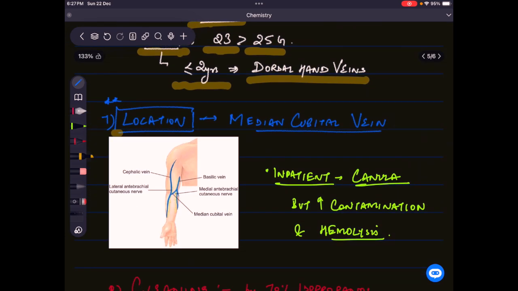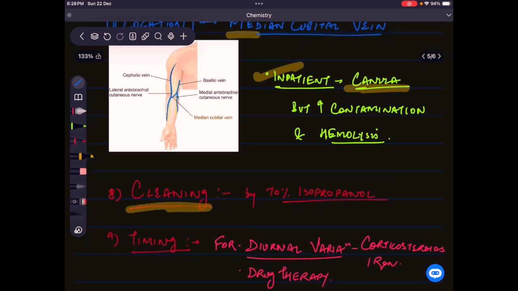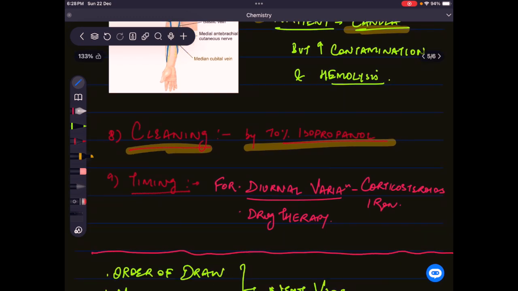Now the next is location. Median cubital vein is preferred, as you can see in the image, to take the sample in the antecubital fossa of the arm. In cases of inpatients, the cannula can be used to take the sample, but there are increased chances of contamination and hemolysis. The site is cleaned with 70% isopropanol and allowed to dry before taking the sample. The timing of the blood draw can vary in cases of corticosteroids or iron, which change the diurnal variation, and in cases of drug therapy.